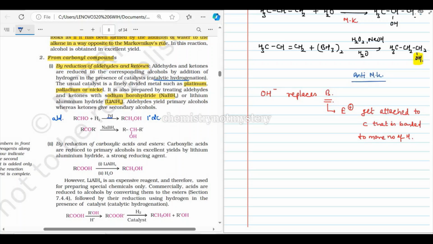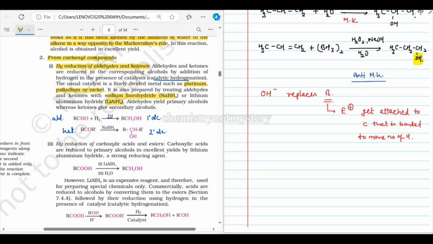In the second example, here there is a ketone. When a ketone undergoes reduction, here the reagent given is NaBH4, which is sodium borohydride. It results in the formation of secondary alcohol. So whenever an aldehyde reduces, it reduces to primary alcohol, and when a ketone reduces, it reduces to secondary alcohol.